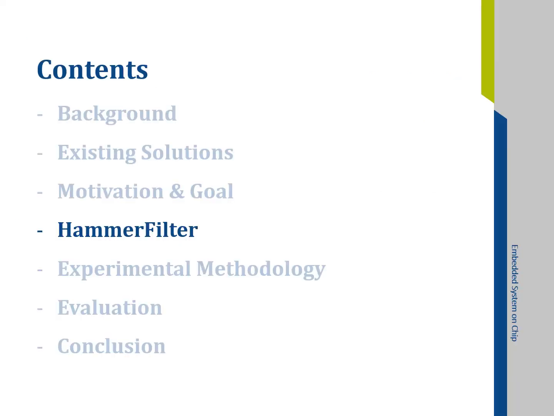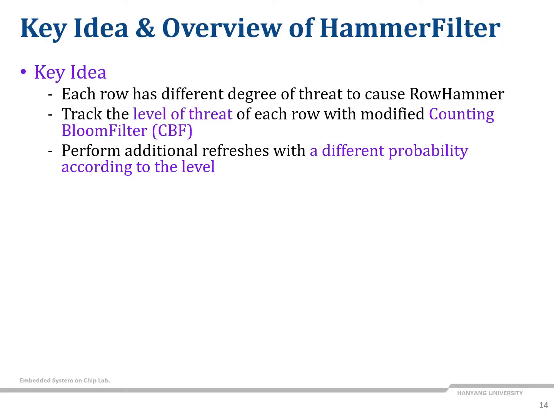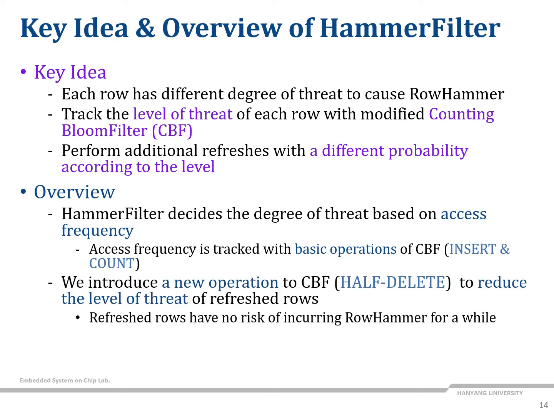Based on the aforementioned motivation, we designed Hammer Filter. First, I will introduce the key idea and overview of Hammer Filter. Based on the fact that each row has a different degree of threat to cause RowHammer, Hammer Filter tracks the degree of threat of each row with a modified counting Bloom filter and performs additional refreshes with a different probability according to the level. Next, I will give you a brief overview of Hammer Filter.